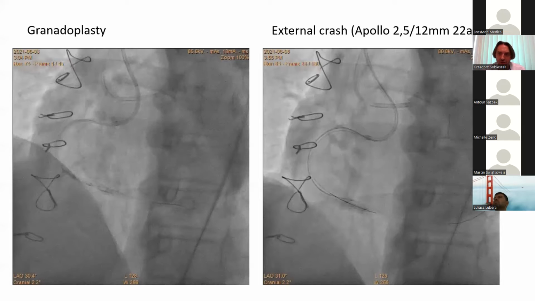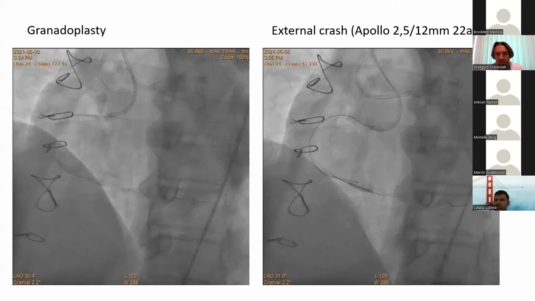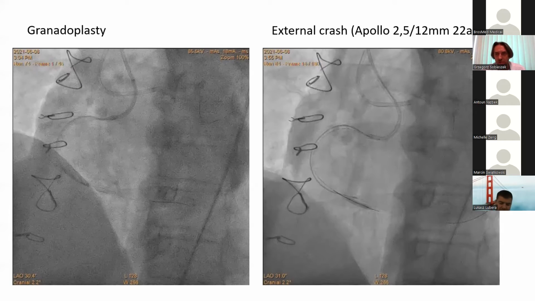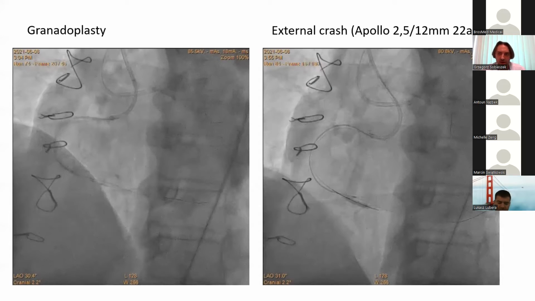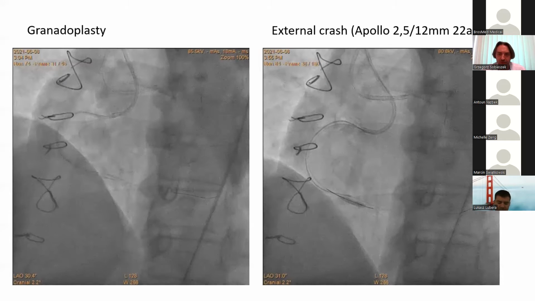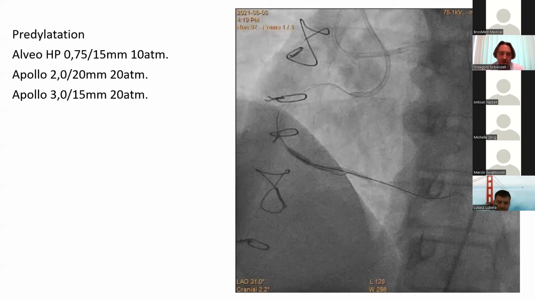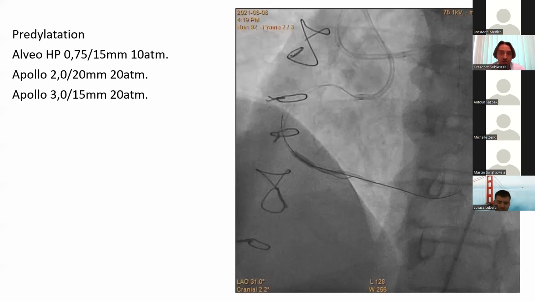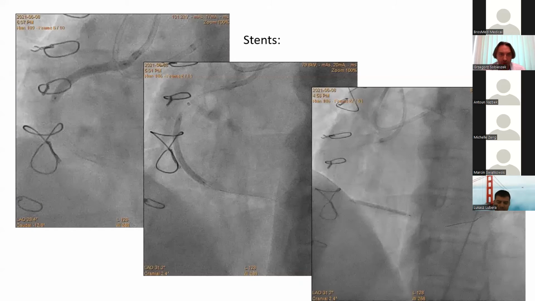So then we changed strategy to external crush. So we inflated a balloon 1-to-1 to the vessel in the subintimal, or as you can say, extraplaque space, and crushed this uncrossable lesion from the outer side. And after it was possible to pass the uncrossable lesion with a very small CTO dedicated balloon, the Alveo 0.75. And then we performed, of course, predilatation, as you can see, and stenting. And this is the final result.